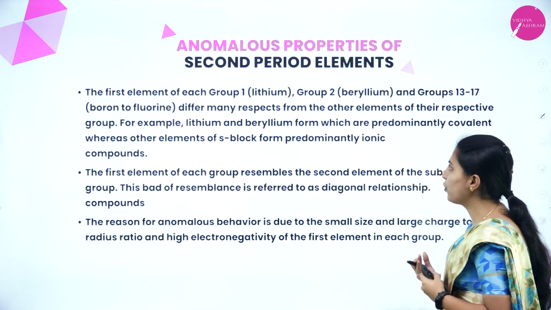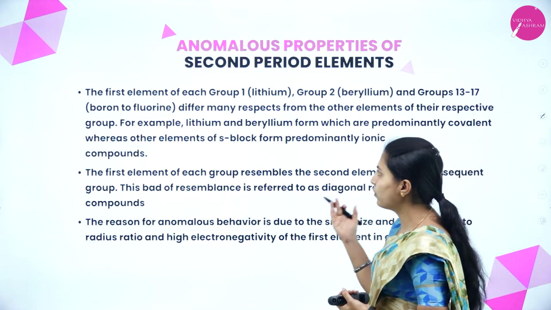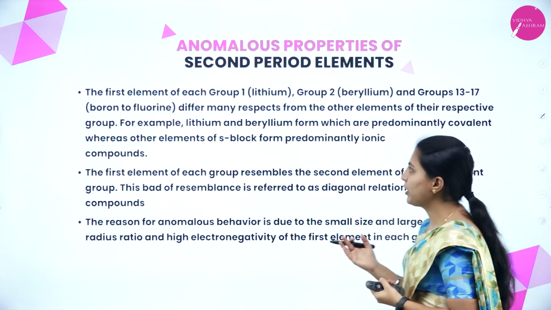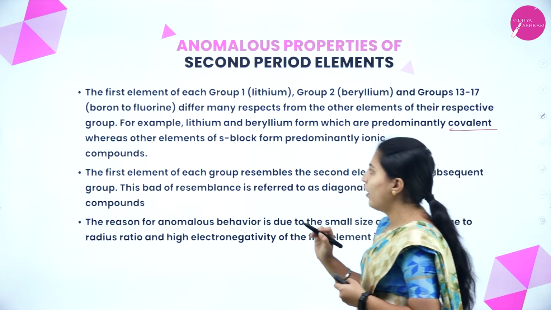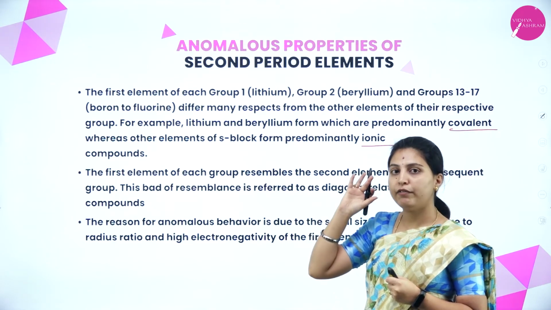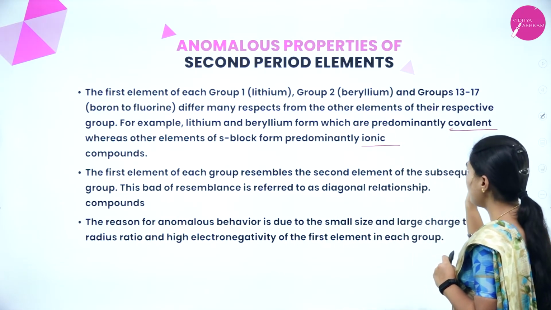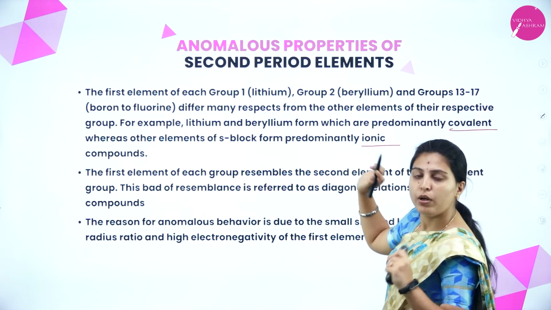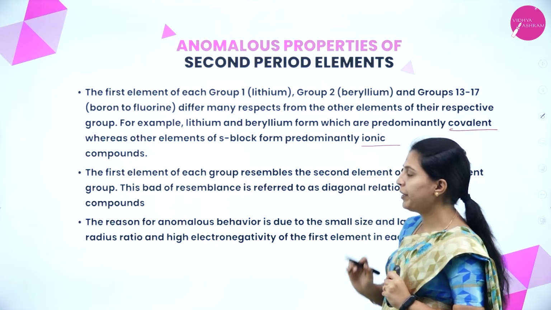The first element of each group, that is lithium in group 1, beryllium in group 2, and boron to fluorine in groups 13 to 17, differ in many respects from the other elements of their respective groups. For example, lithium and beryllium form predominantly covalent compounds, whereas elements of the s-block form predominantly ionic compounds. I told these things in the very first session: all s-block elements form ionic compounds, but lithium and beryllium form only covalent compounds. That is the anomalous behavior of second period elements.